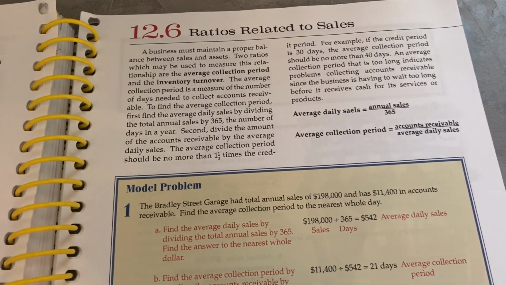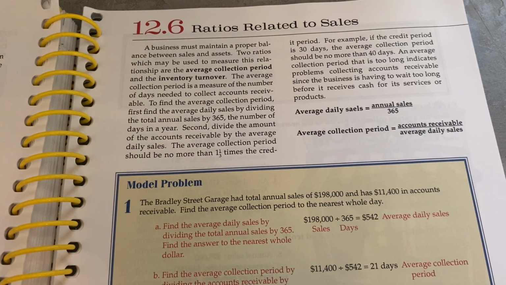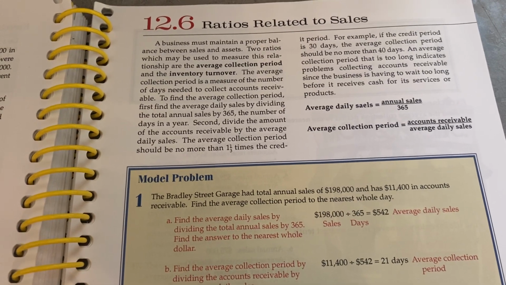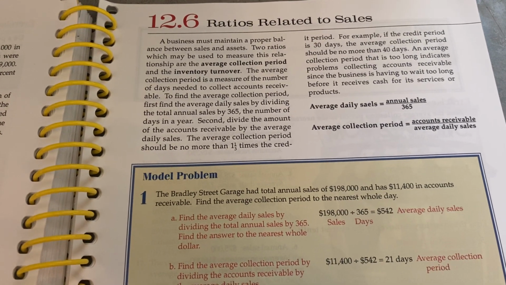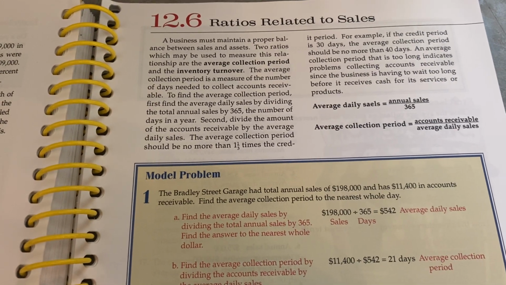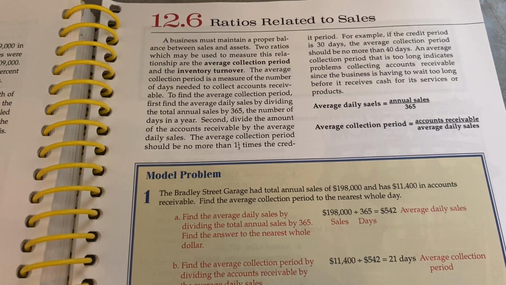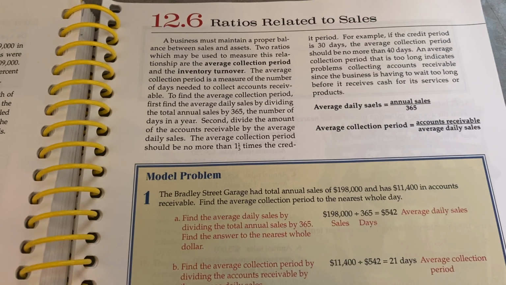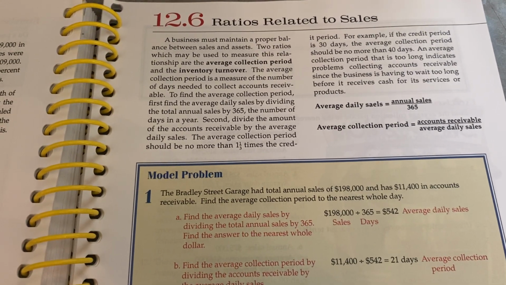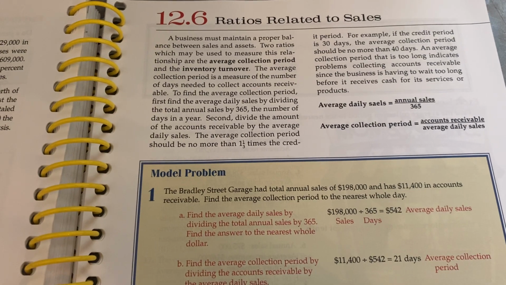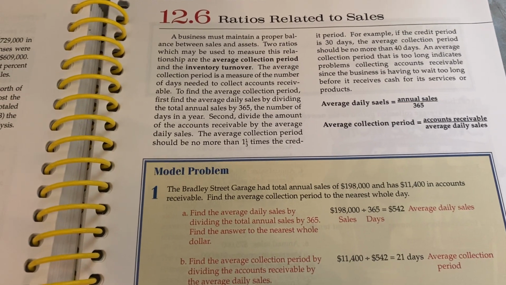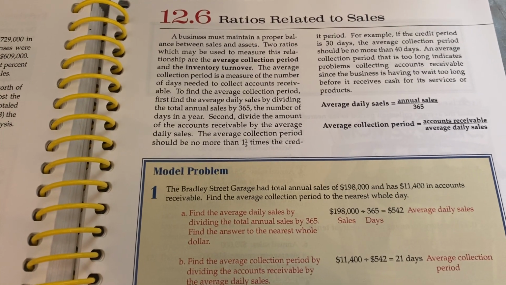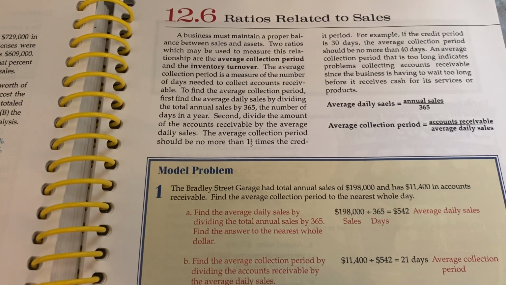Ratios related to sales. A business must maintain a proper balance between sales and assets. So you have two ratios that they use to measure the relationship between the average collection period and inventory turnover. The average collection period is a measure of the number of days needed to collect the accounts receivable. Basically, how long is it going to take for you to collect your money after you sold certain things? If it's too long, you're going to have a problem, right?